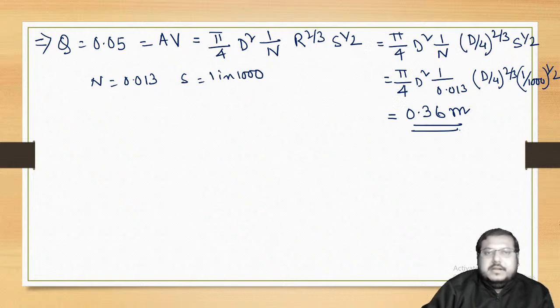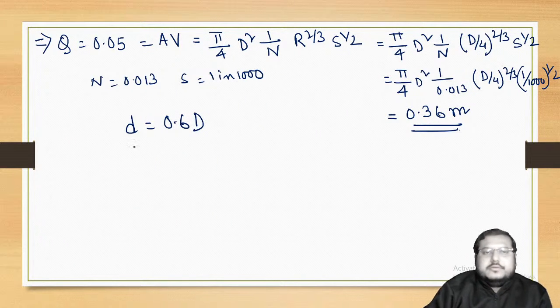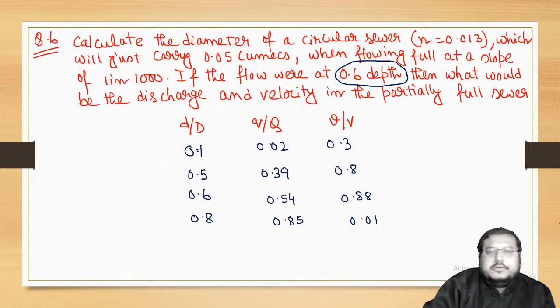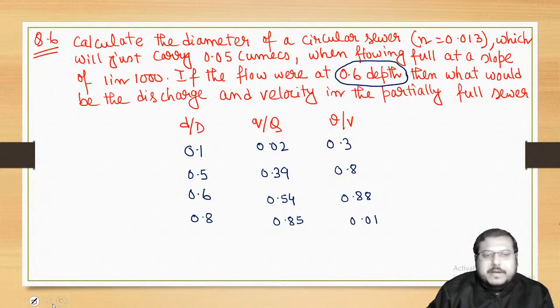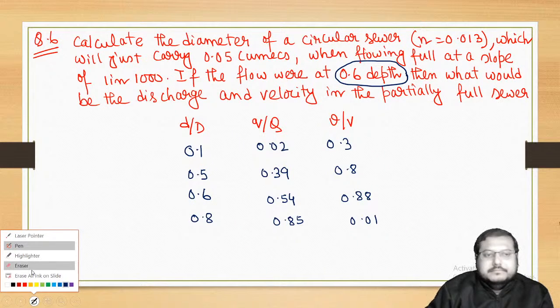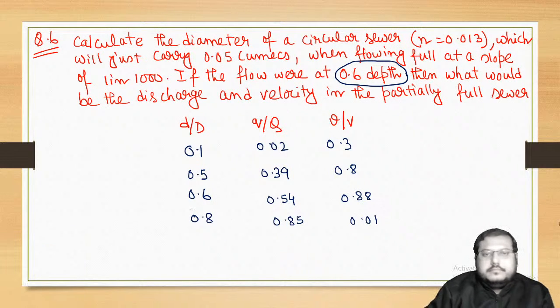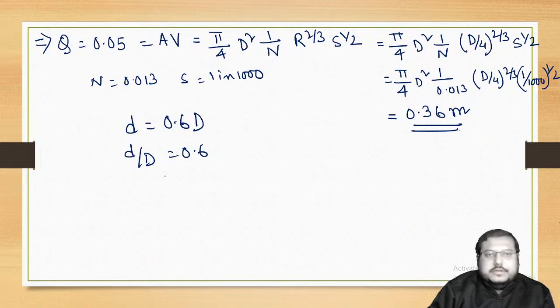इसका मतलब है depth is 0.6 of capital D. So small d by capital D will be 0.6. So corresponding, if the small d by capital D is 0.6, then corresponding small q by capital Q is 0.54 and it is 0.88. So then small q by capital Q is equals to 0.54.